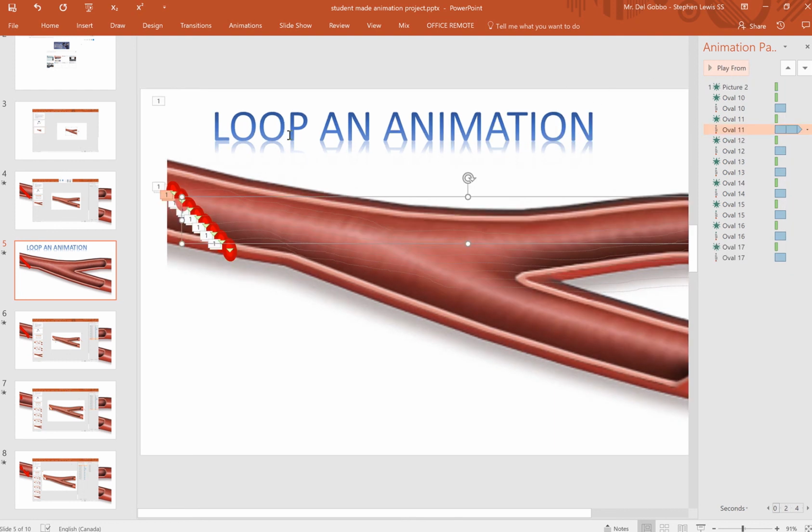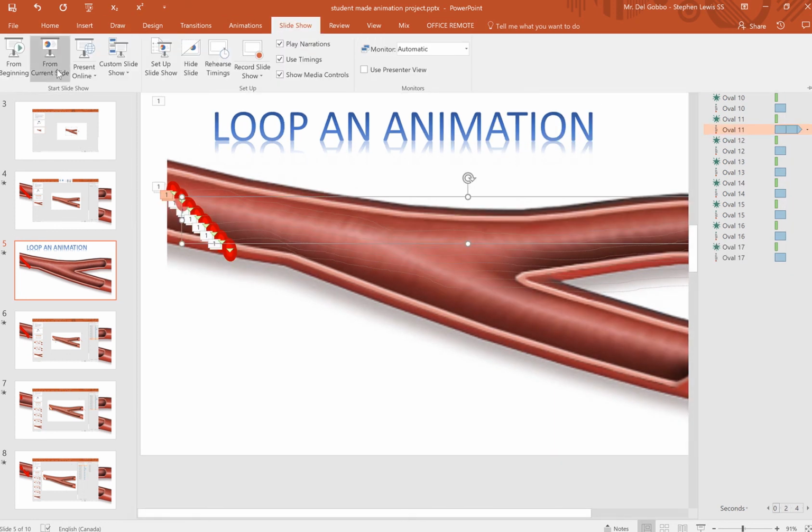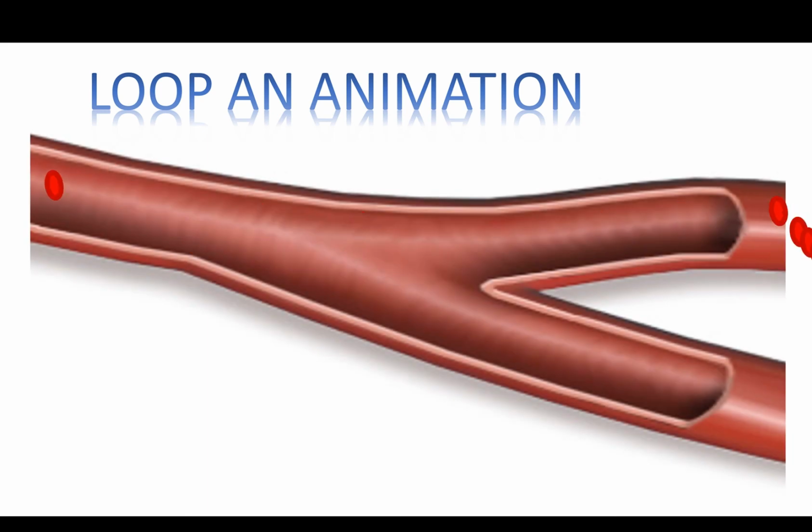So to really see this, you have to see it by hitting slideshow. So I'll go from current slide, and if all goes right, this one individual red blood cell should continue to animate, and that's what it's doing.